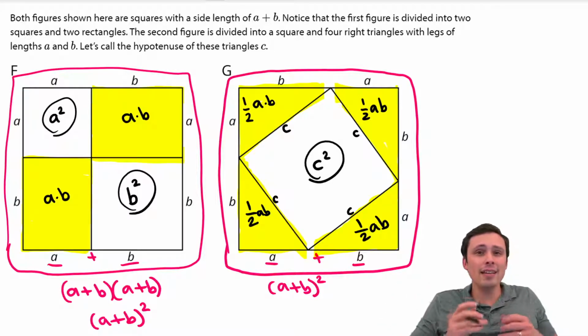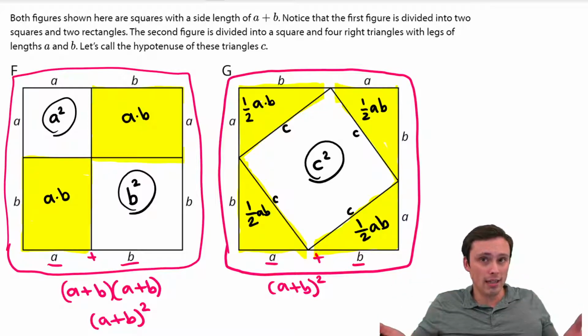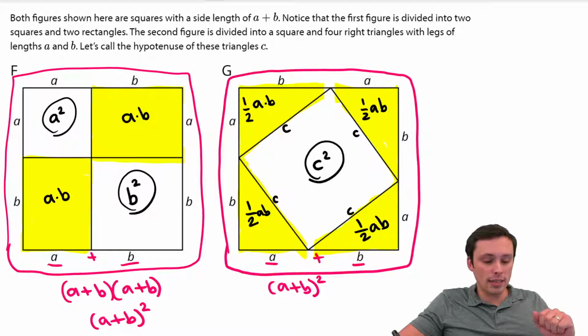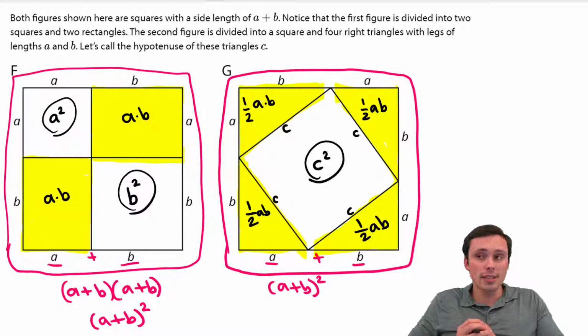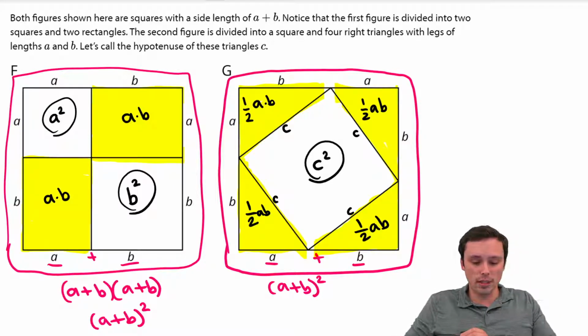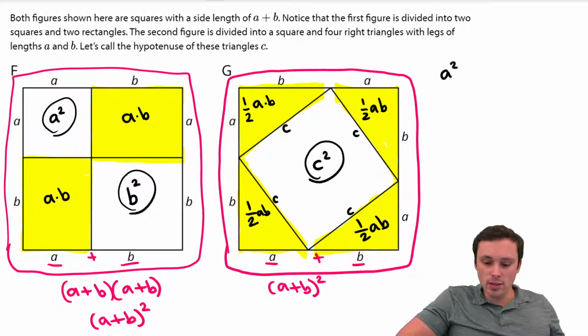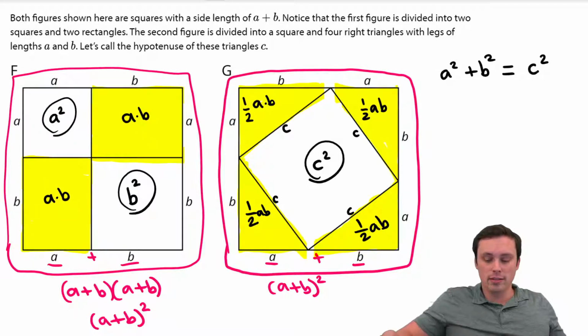And if you take the yellow area away, what are you left with? The white area in the left-hand shape is a squared plus b squared, but that's equivalent to the area in the right-hand shape, which is c squared. In other words, a squared plus b squared is equivalent to c squared.